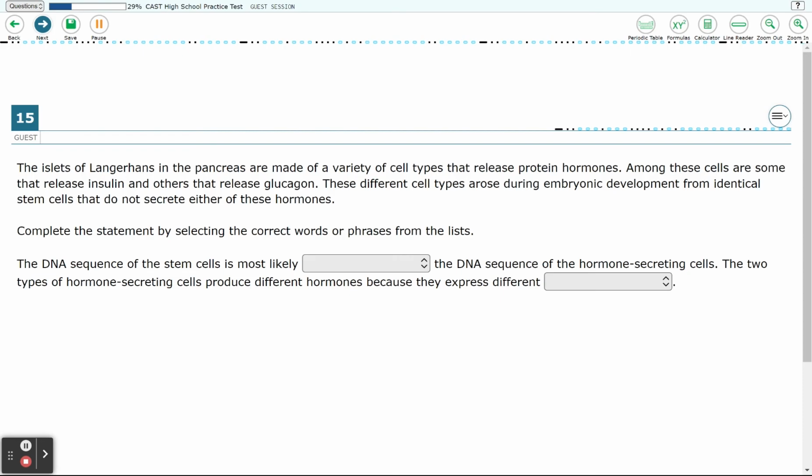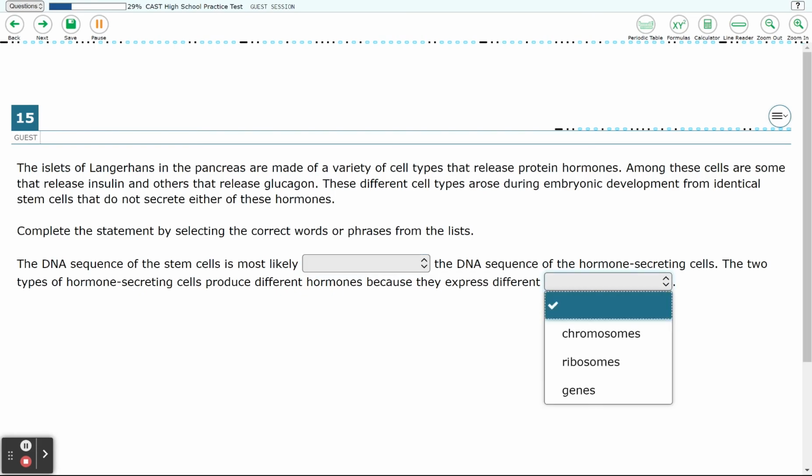The DNA sequence of the stem cells is most likely the same as or different from the DNA sequence of the hormone-secreting cells. The two types of hormone-secreting cells produce different hormones because they express different chromosomes, ribosomes, or genes. Go ahead and mark your answer now.